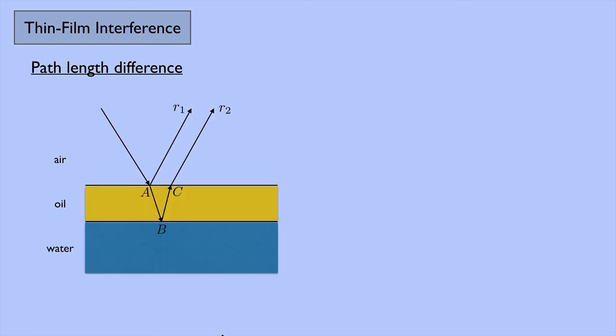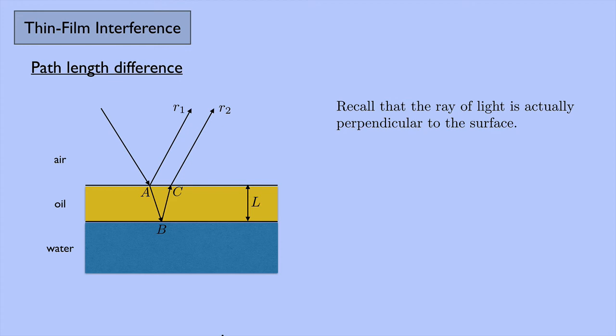So here's the air, oil, and water picture from before, and let's say that the oil has a thickness L. Well, remember that the ray of light is actually perpendicular to the surface. I didn't draw it that way here because I wanted to show all the reflections and refractions, but remember it's actually perpendicular. And so the path length difference is 2L. Why is that? Well, the incoming ray right here did not enter the oil at all for ray 1, but for ray 2, it entered the oil, traveled down a distance L, and then back up a distance L before coming out. So that would be a path length difference of 2L.